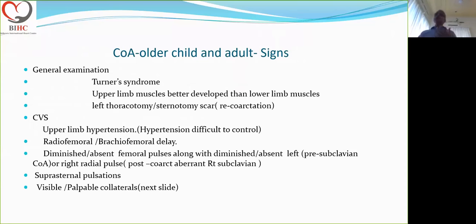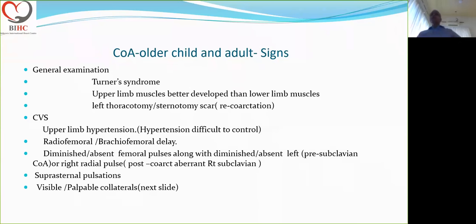So in the older child and adult, what do you look for? In the general examination, you can look for any syndromic features, particularly of Turner syndrome. A feature that is often noticed in a young adult is upper limb muscles which are better developed than the lower limb muscles. The upper limb muscles look as if the person is an athlete, whereas the lower limb muscles are not tallying with that.